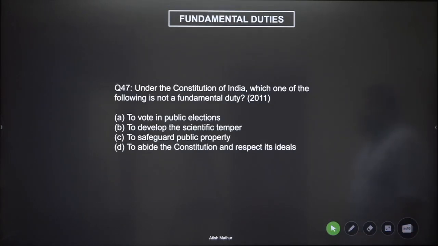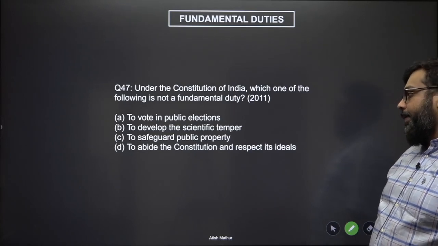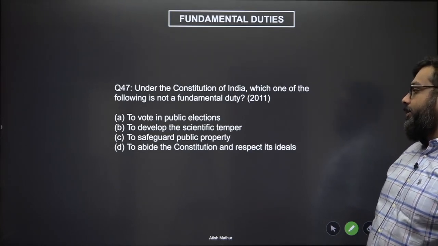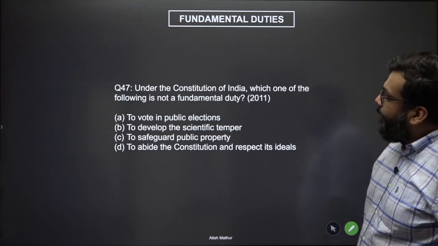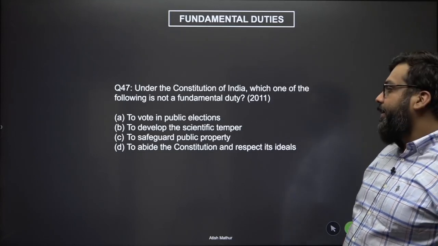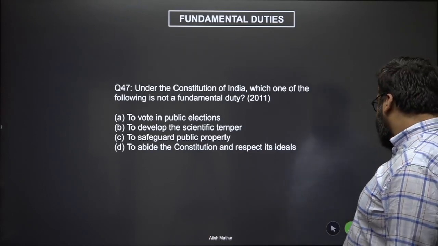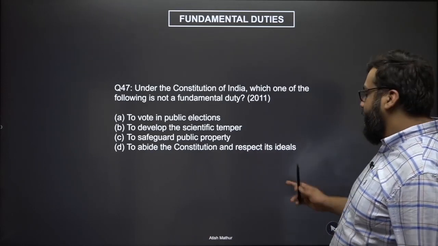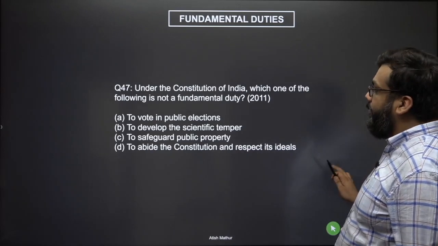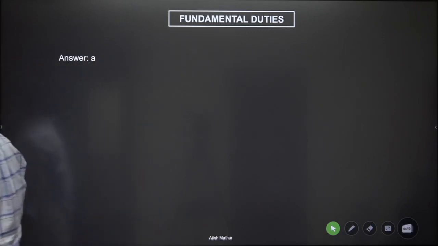Next. Under the Constitution, which of the following is not a fundamental duty? To vote in public elections, to develop scientific temper, to safeguard public property, to abide by the Constitution and respect its ideals. A fundamental duty is for everybody. Everybody is not entitled to vote, so you don't have a duty to vote in public elections. The answer obviously is A, without a doubt, right? So there you go. The answer is absolutely an A without any questions whatsoever, right?